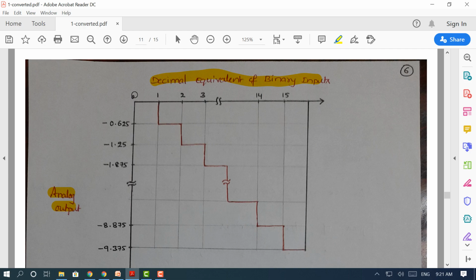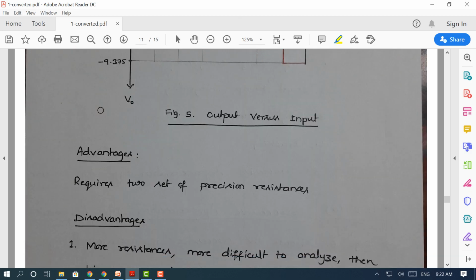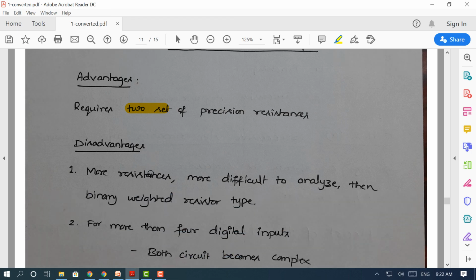Okay, so we'll have here 16 combinations and the corresponding 16 analog values are shown here. So the graph resembles a staircase. The step size and the number of inputs, everything can be decided, it can be varied. Coming to the advantages, since it uses only 2 sets of resistors, this is more efficient compared to the binary weighted resistor type digital to analog converter.